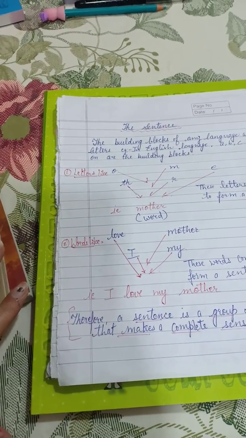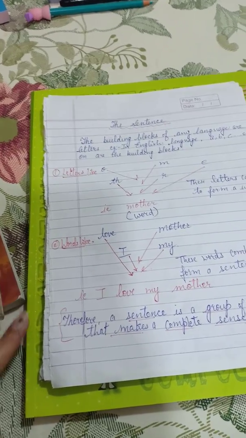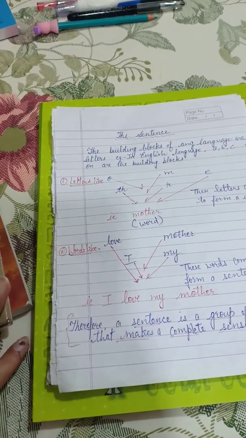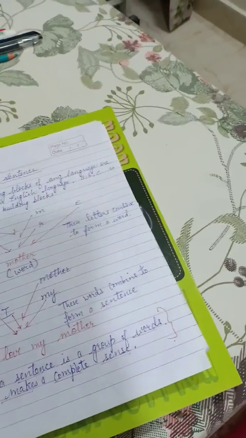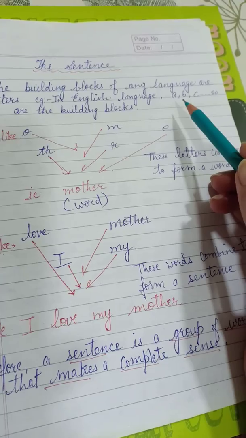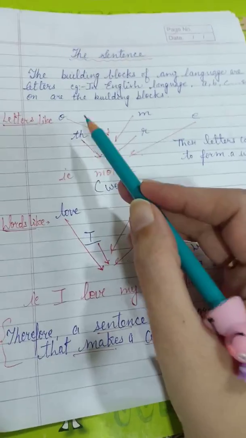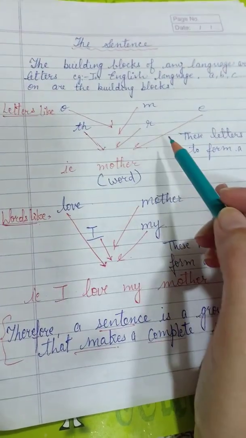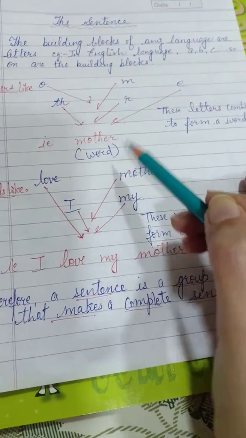You know, English is a language, and language is that component of we humans with the help of which we express our thoughts and feelings. So, the building blocks of any language are letters. In English language, A, B, C, D and so on, all the alphabets are the building blocks. Letters like O, M, T, H, R, E, when combined, form a word, mother.